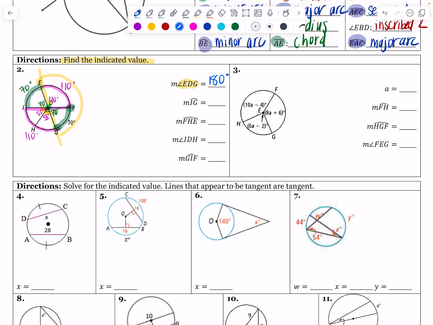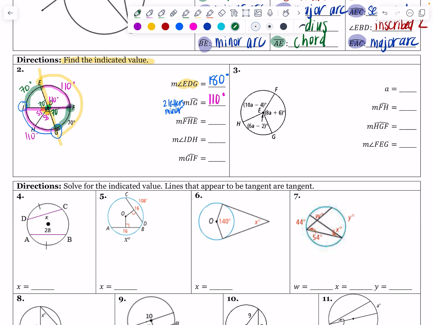How do I find arc IG? Well, many people were asking me last week, well, Ms. Hall, how do I know if I go from here to here for IG or if I go all the way around the circle? Because it's two letters, something I want you to notice is that's going to be a minor arc. Two letters will yield a minor arc, and so that has to be the minor movement, which is less than 180 degrees, so it has to be the 110. So it's going to be a 110-degree arc.